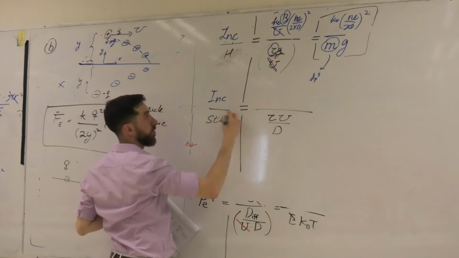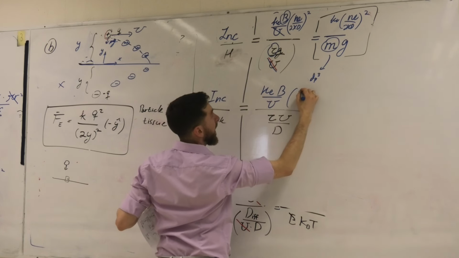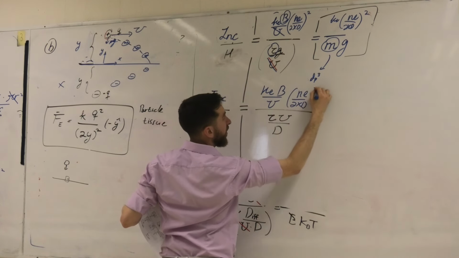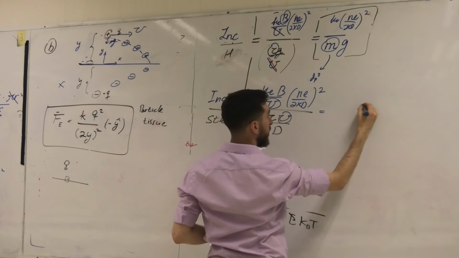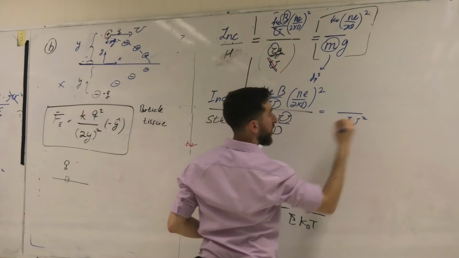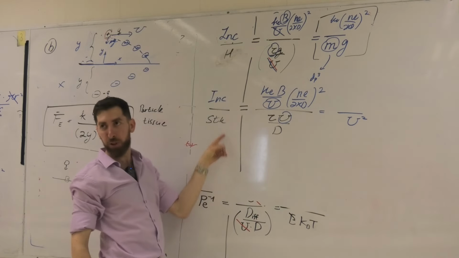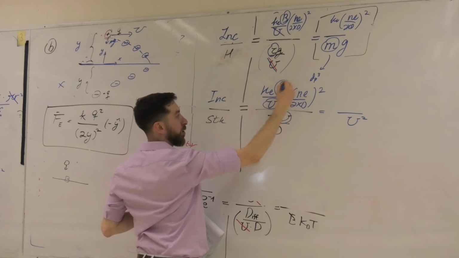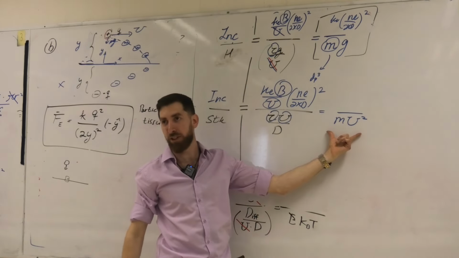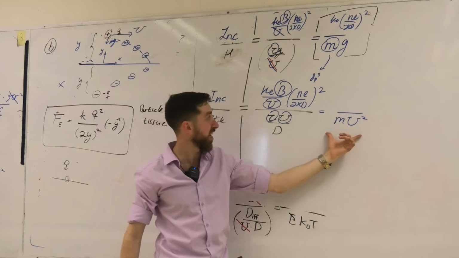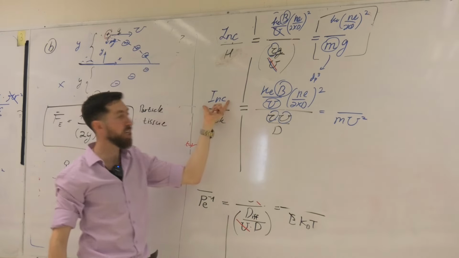What happened with Stokes? Image force versus Stokes. Ke/B over U, Ne 2xd to the square. We see that U is not canceling, which means the velocity is taking care of the ratio between them. We see again that B and tau become m, and we see kind of a kinetic energy. If you have a lot of kinetic energy, Stokes would win. If you don't have a lot of kinetic energy, the image force would win.